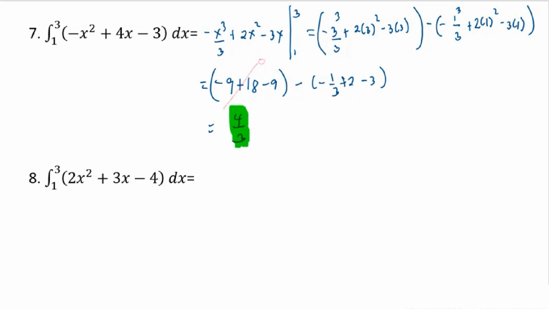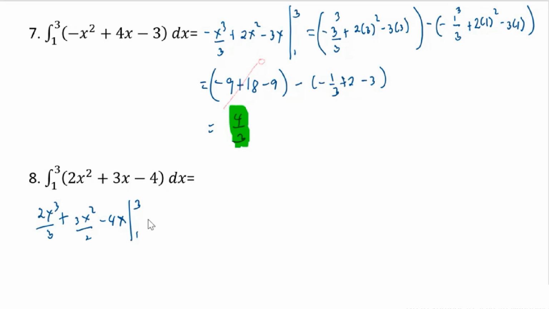So next we have number 8. They are almost similar, class. So we have now integrate this one. We have 2x squared dx is 2x cubed over 3. So we have 2x cubed over 3 plus 3x squared over 2 minus 4x. This will be evaluated from 1 to 3. So they are just the same in limits, but the integrands are different.